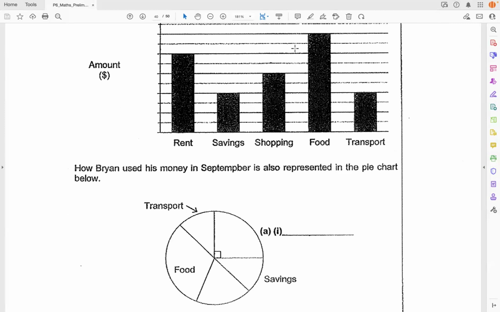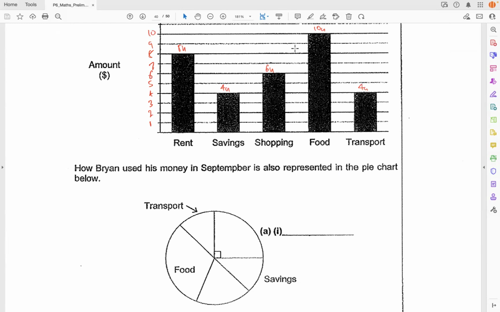What I'm going to do is give a unit to the amount spent on rent, savings, shopping, food, and transport. So let's call this 1 unit, 2 units, 3, 4, 5, 6, 7, 8 units, right? So let's fill this up. This is 8 units, this is 4 units, this will be 6 units, this will be 10 units, then this will be 4 units. You see? Now I've got everything.